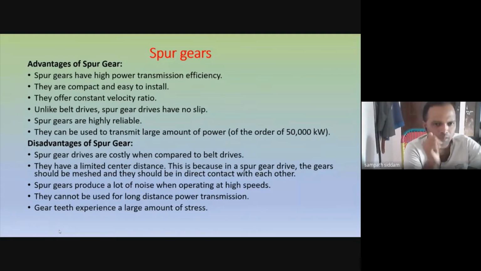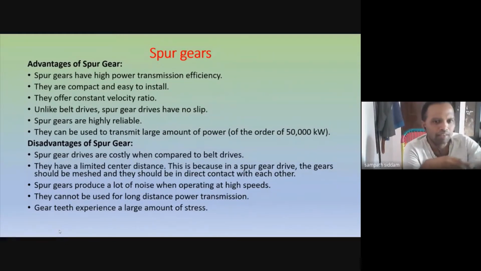They have a limited center distance because the contact between one gear and the other is limited. If you have more contact, then friction comes into the picture, and the material doesn't transfer power smoothly enough. So you have a limited center distance. Another one is that they have a lot of noise problems, which I told you earlier, and they cannot be used for long distance power transmission. In that case you go with belts.